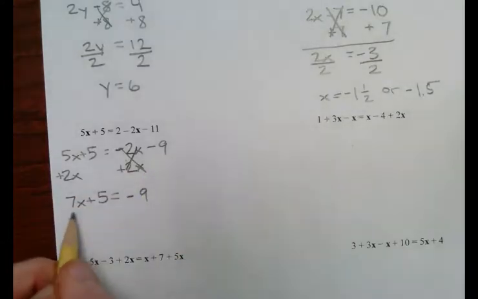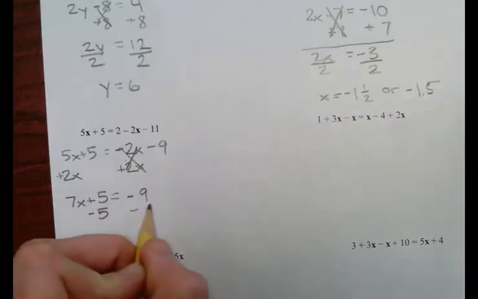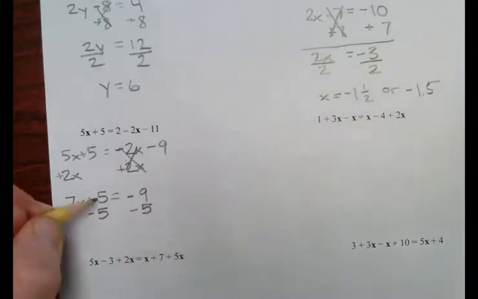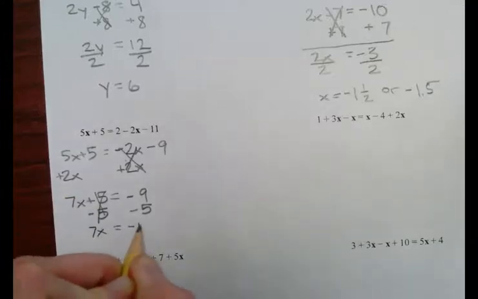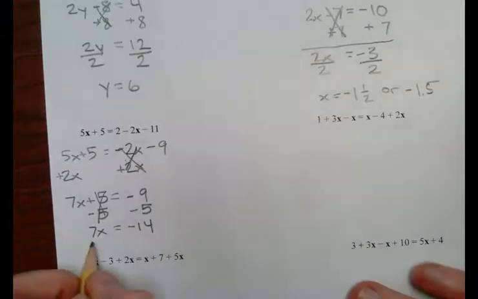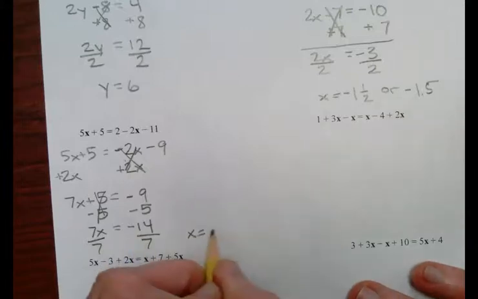Need to get x by itself, so I'm going to create a zero pair with a -5. -5 on the other side. It goes away. 7x equals -14. Divide that into 7 equal groups. So x ends up being -14 into 7 equal groups is -2.